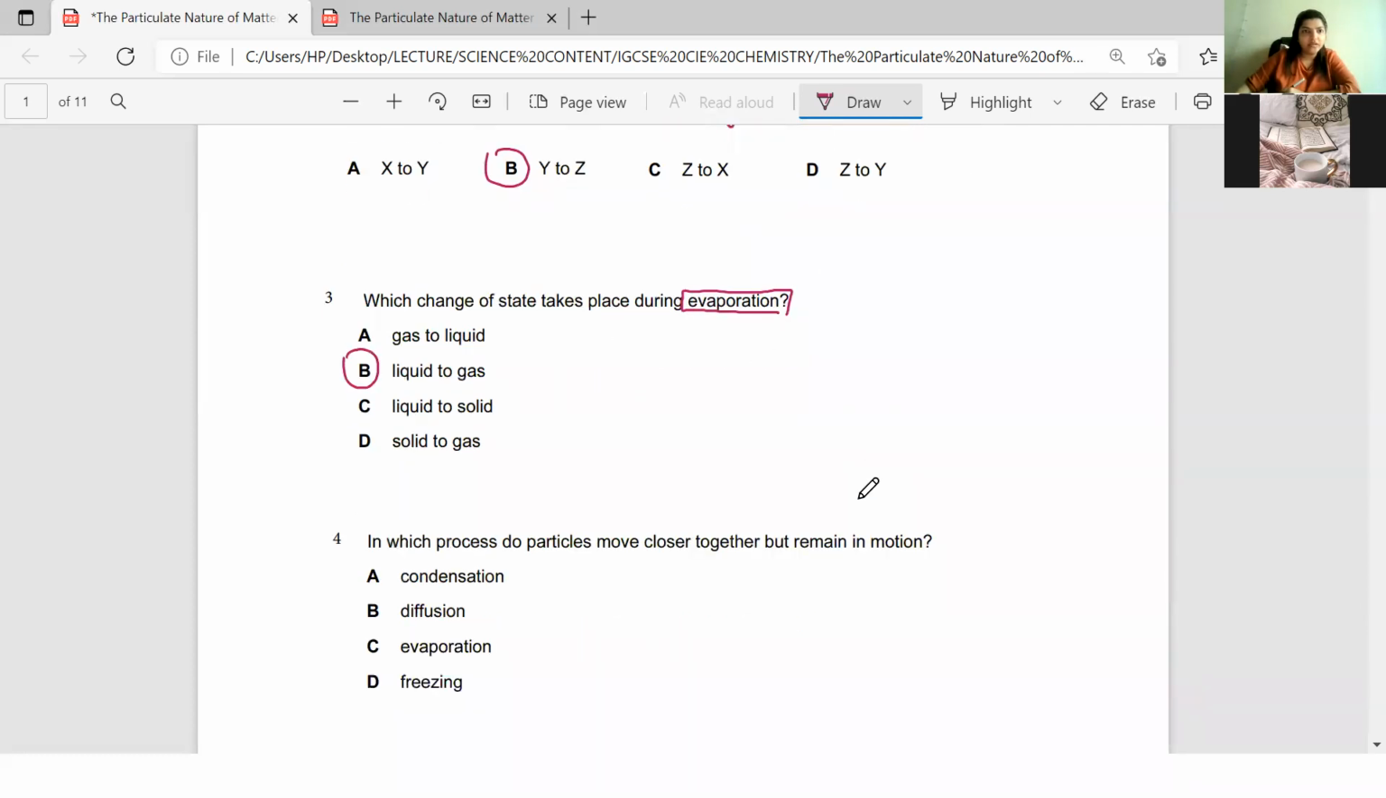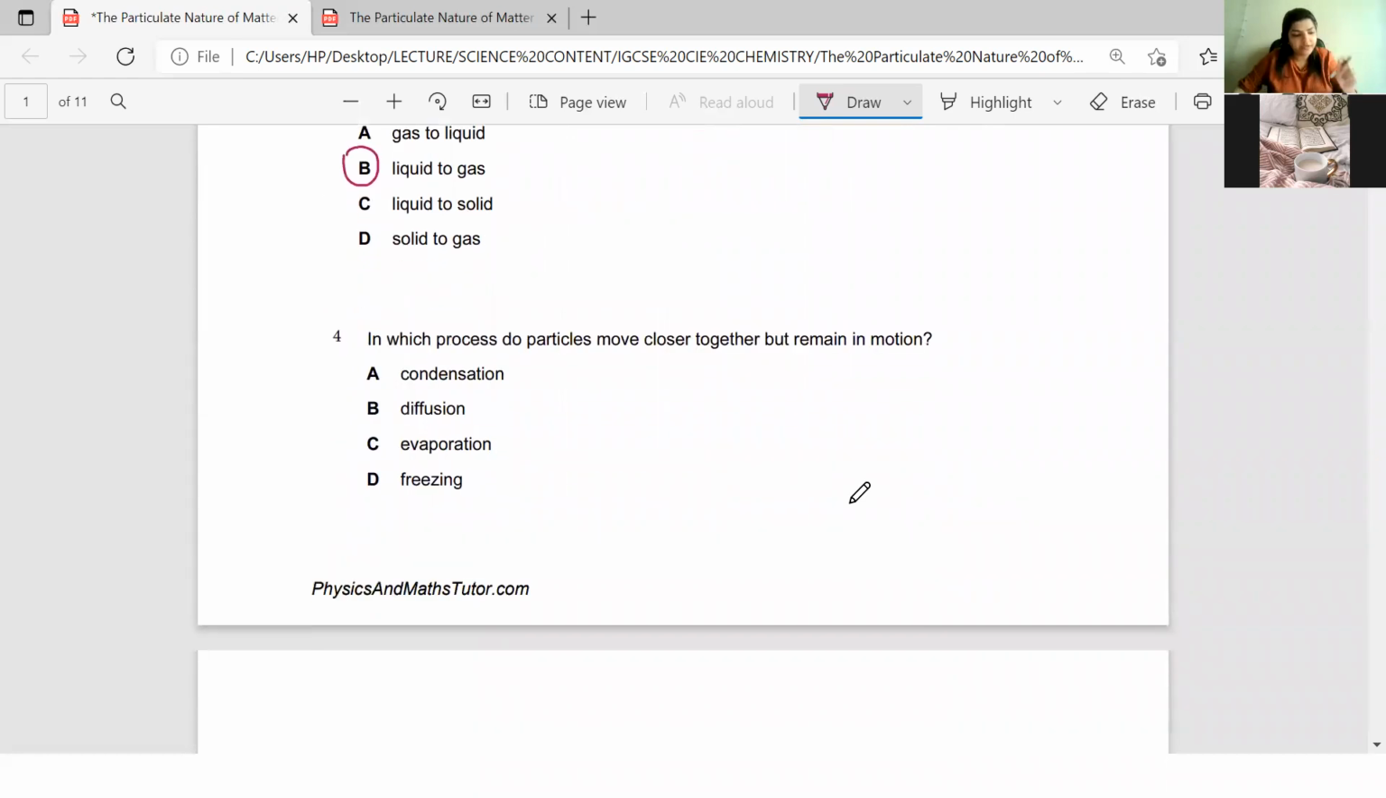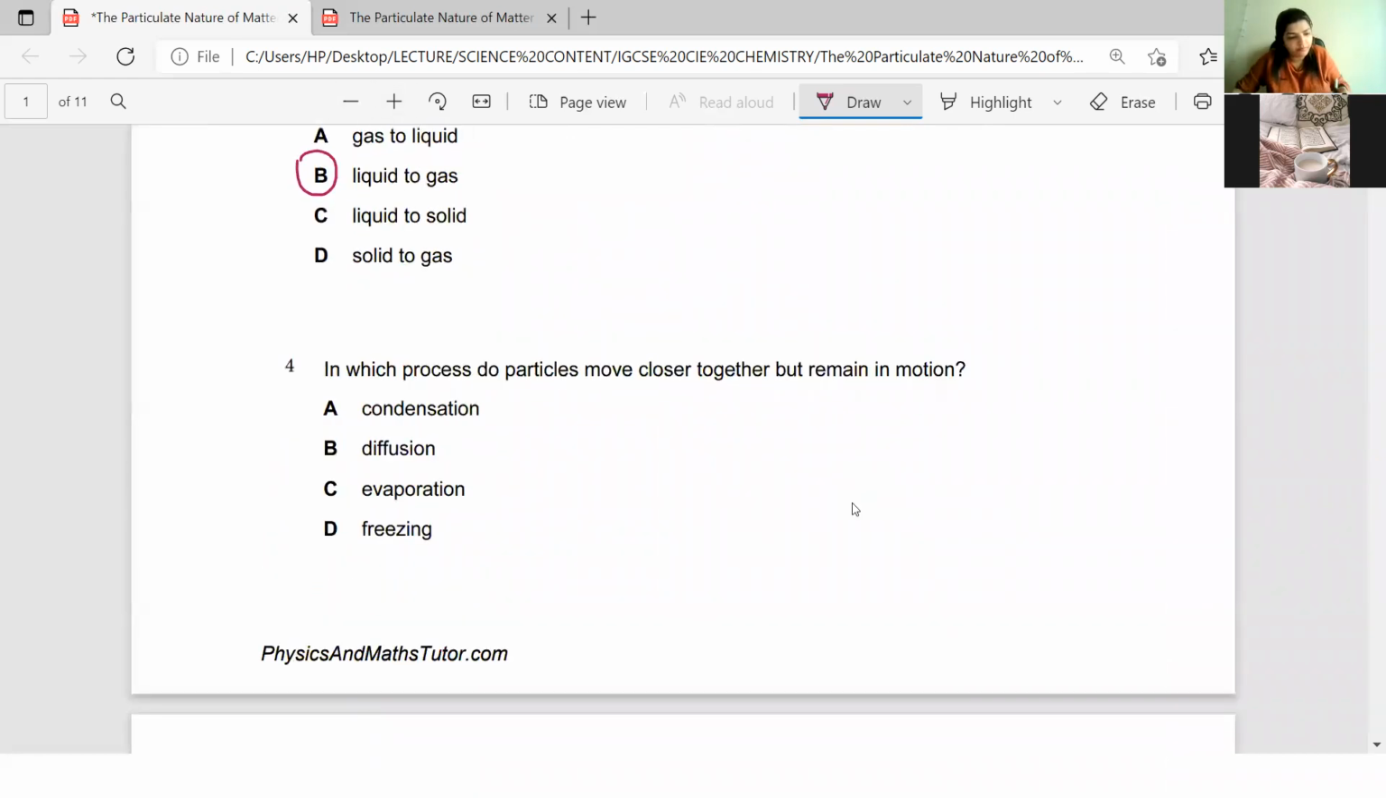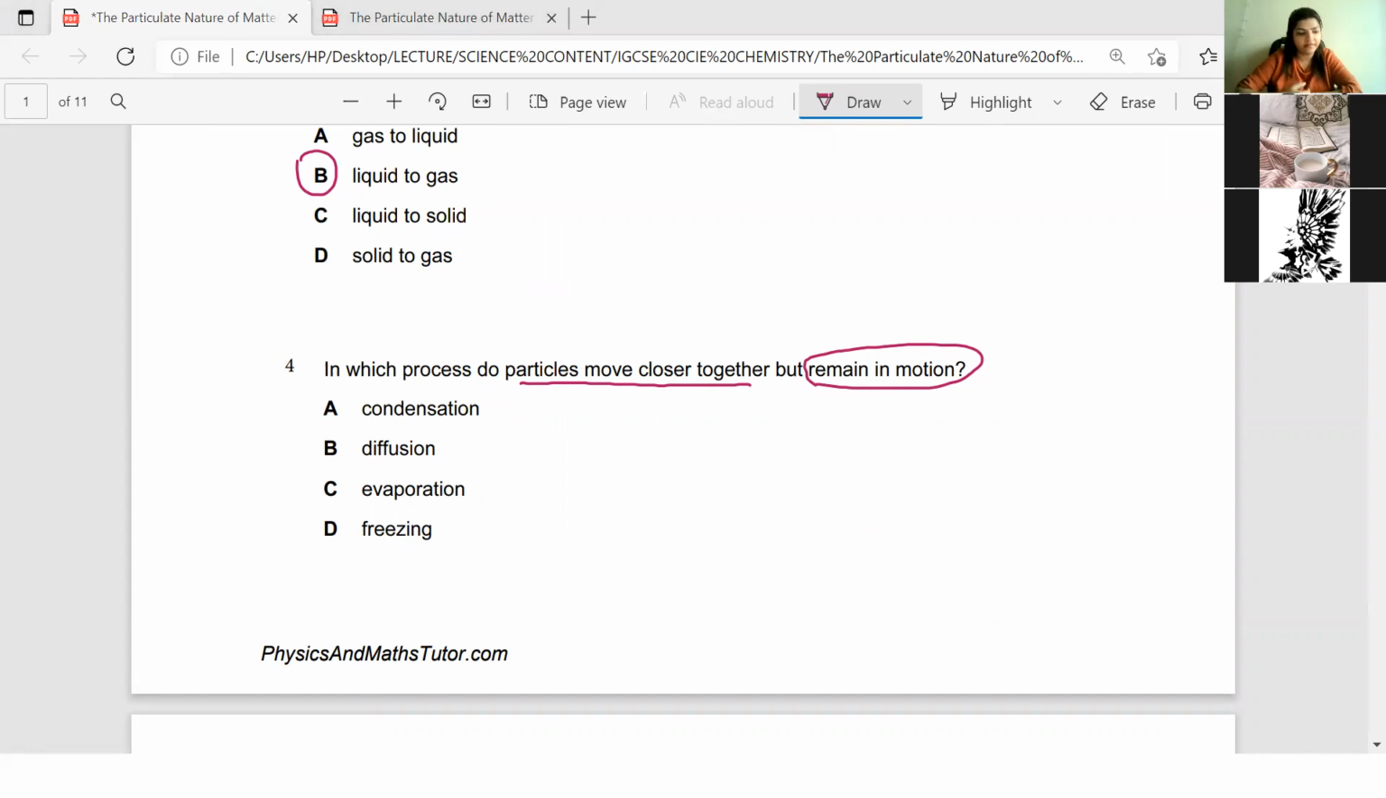Okay, next question, Advita. In which process do particles move closer but remain in motion? A, condensation? Yes, that's absolutely correct. Now, what is condensation? Condensation is gas to liquid.